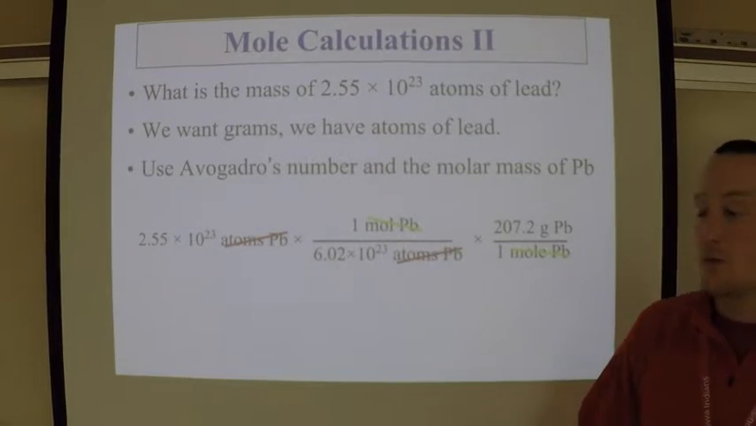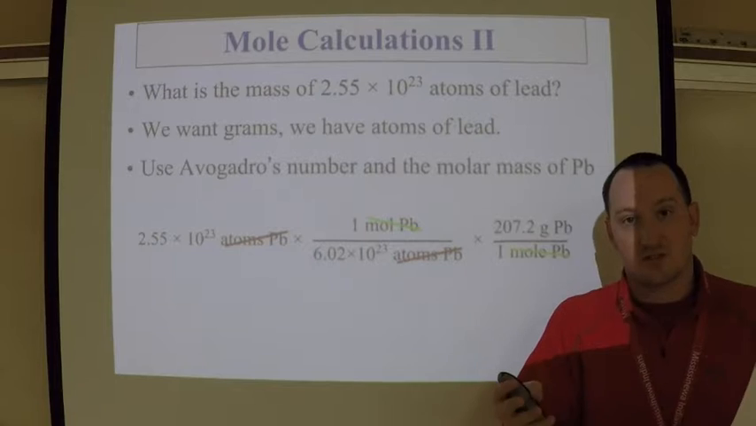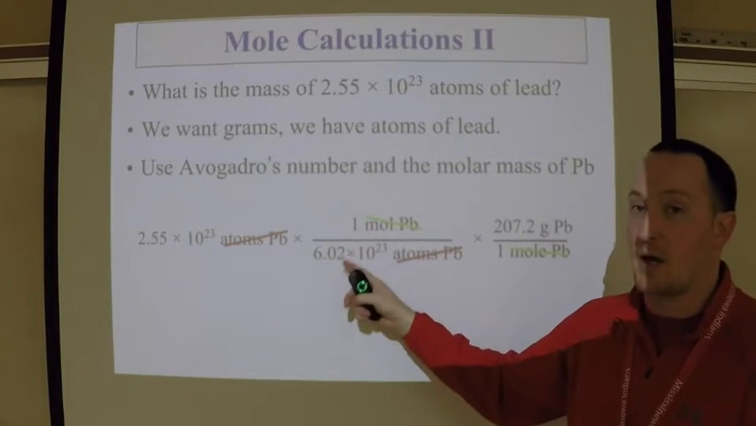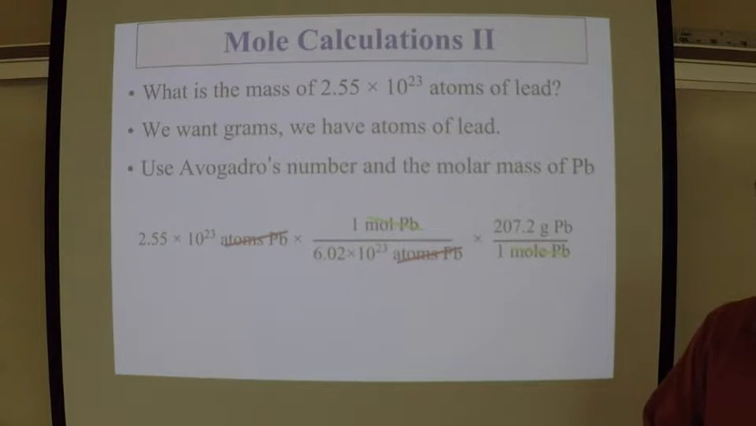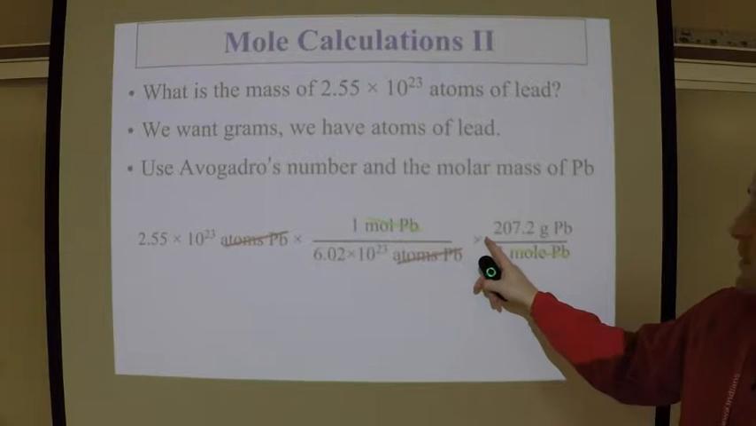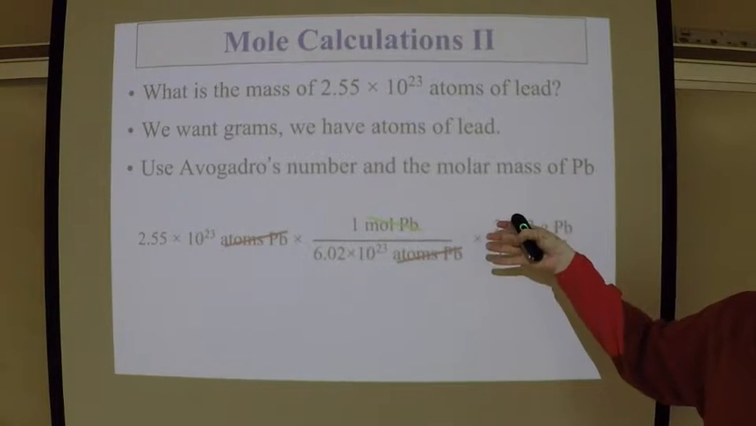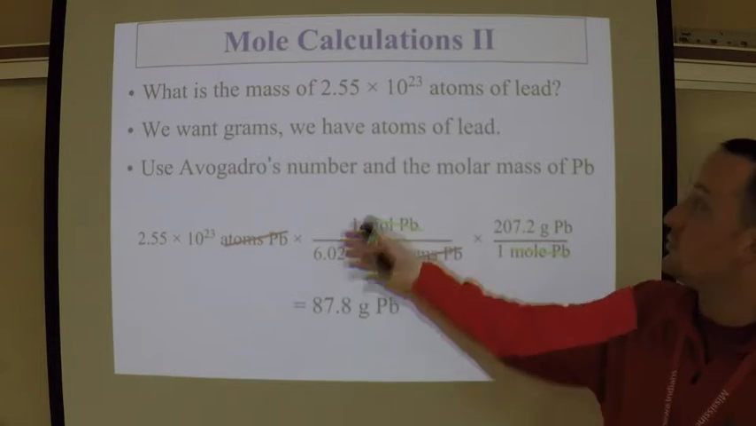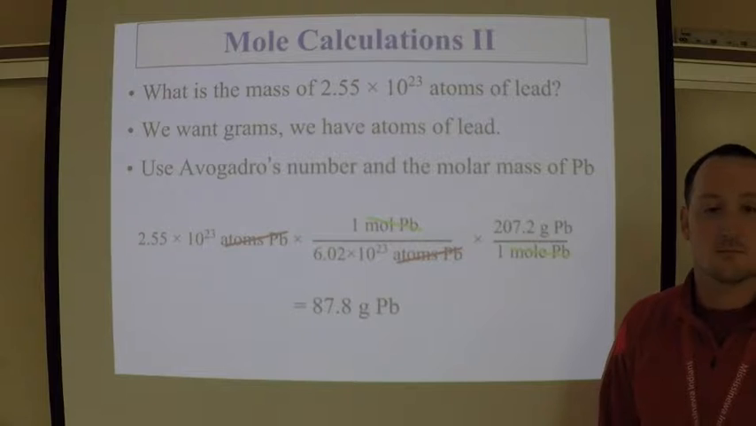Now I just do my math. So I do 2.55 times 10 to the 23rd in parentheses, divided by, because this number is on the bottom, 6.02 times 10 to the 23rd, again in parentheses. Then I multiply by 207.2, because the 207.2 is on the top. And once I did all of those, my final answer should be 87.8 grams of lead. And that's how you do a conversion between atoms and grams. Okay?